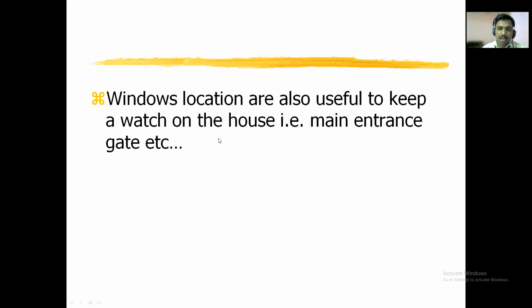Window locations are also useful to keep a watch on the house, that is the main entrance, gate, etc. Means whatever external walls are there, wherever we are going to provide the windows, its location is also one of the factors, to keep watch on the house or building.